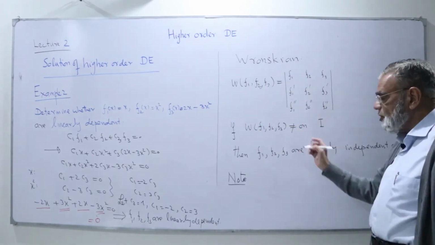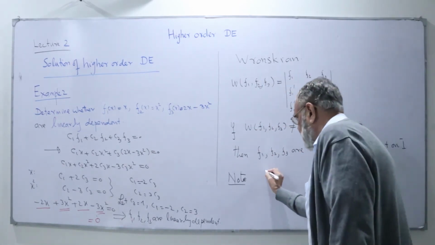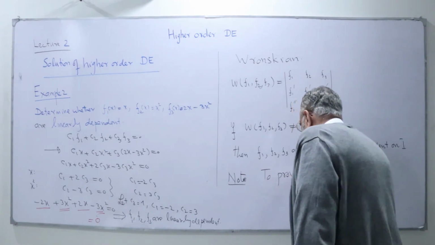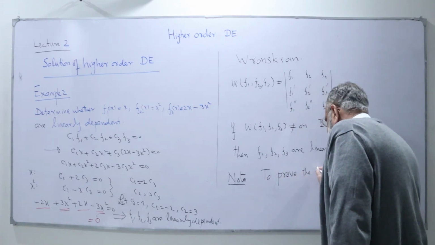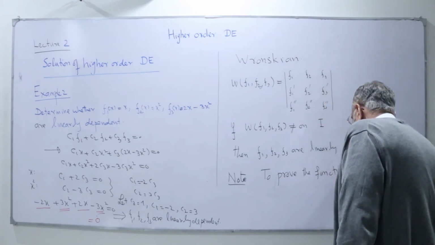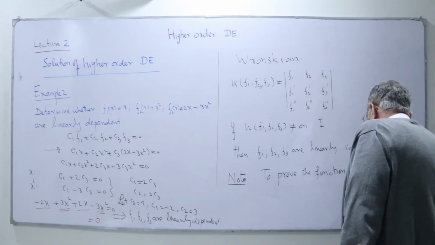If this becomes 0, we have to check further to prove the functions to be linearly dependent.